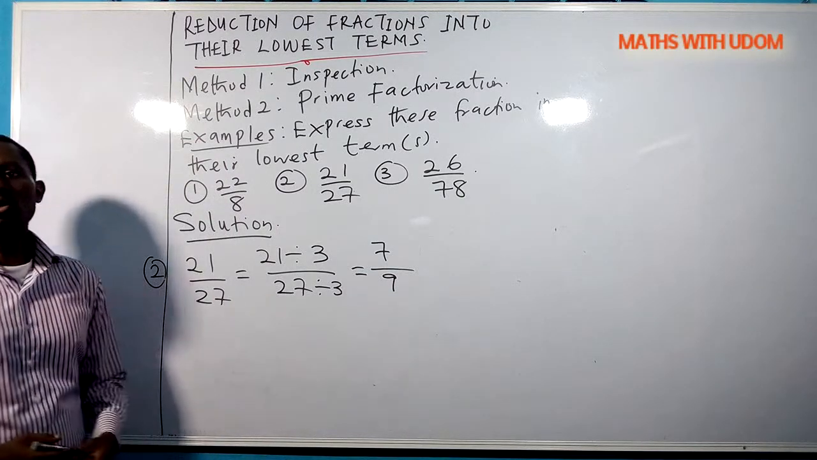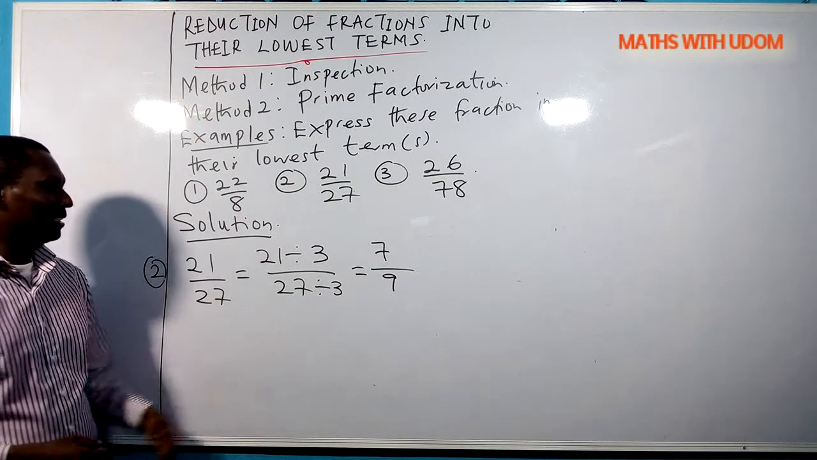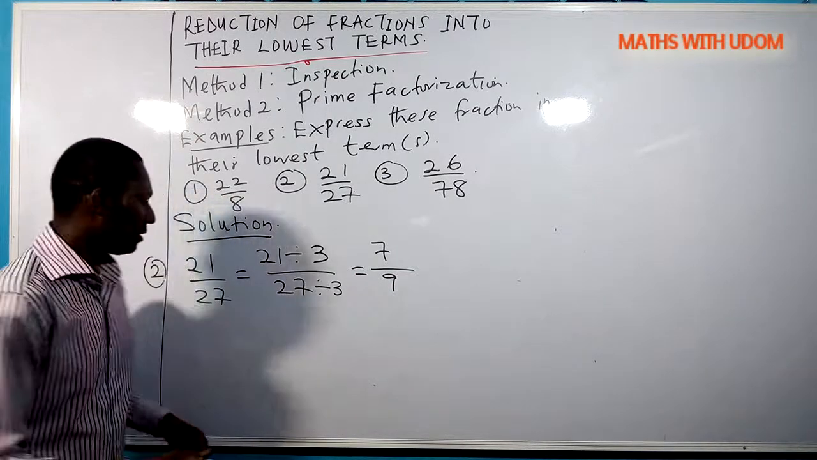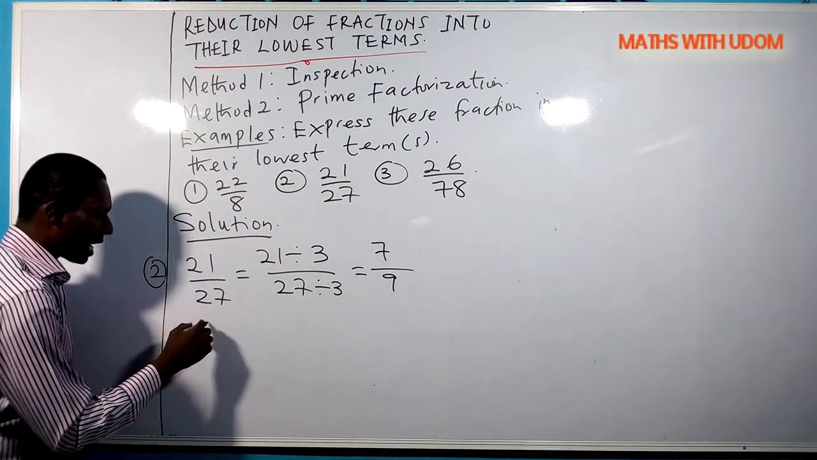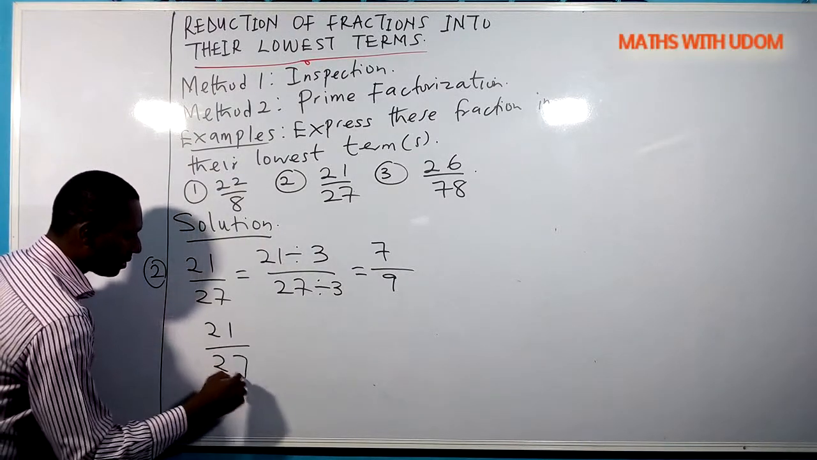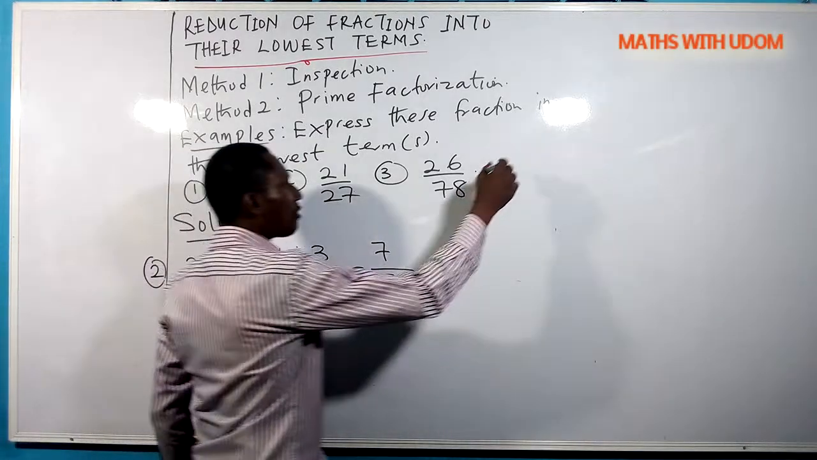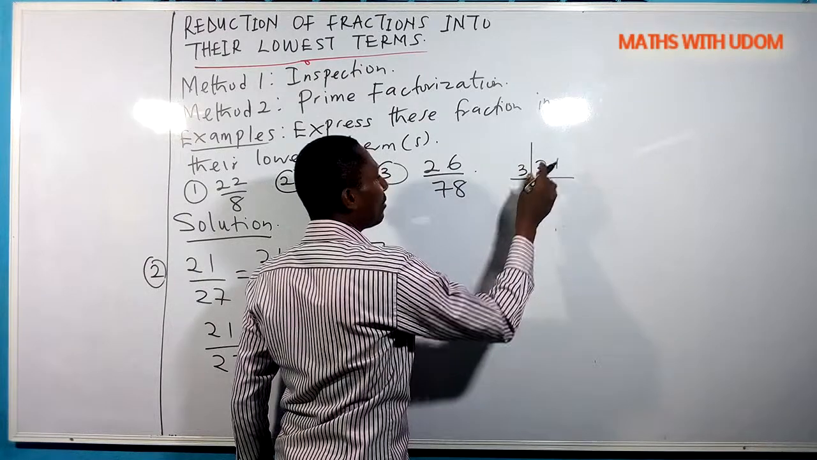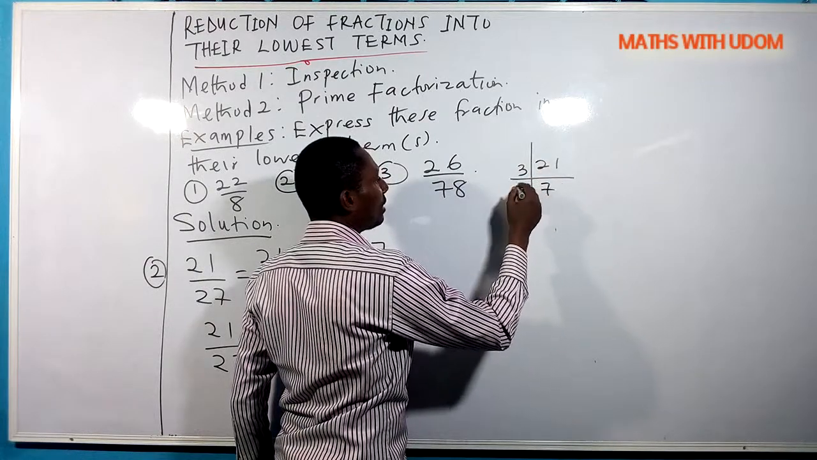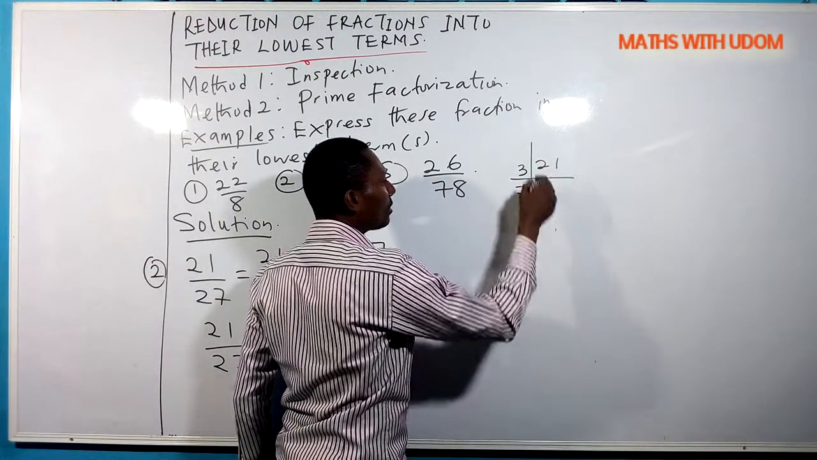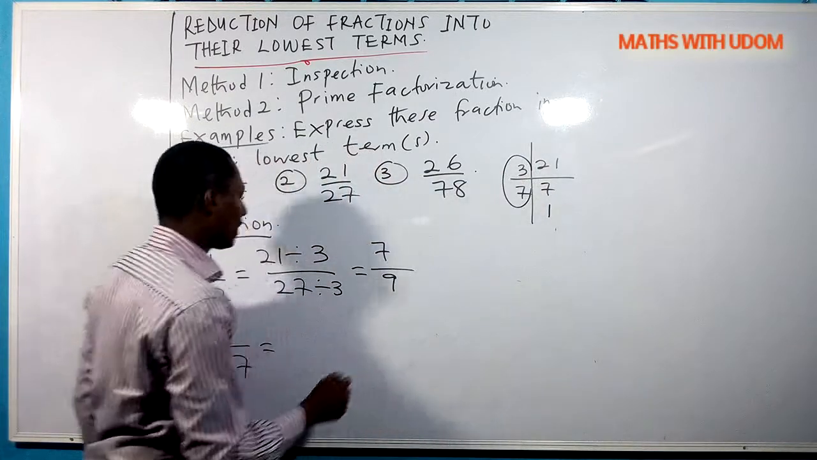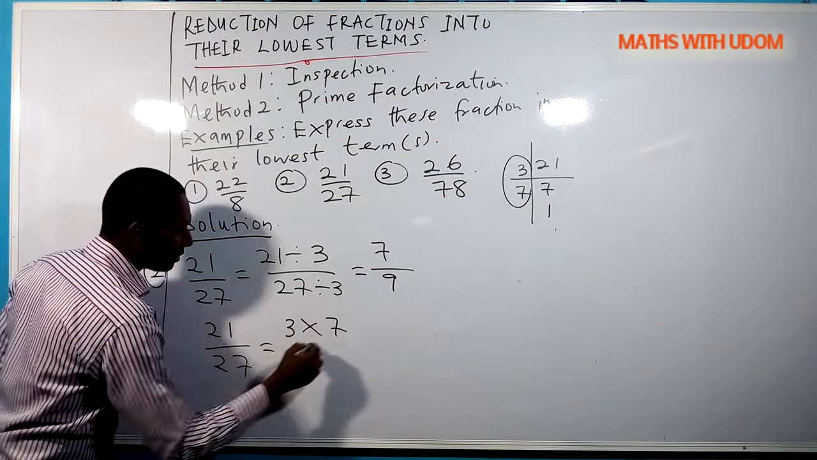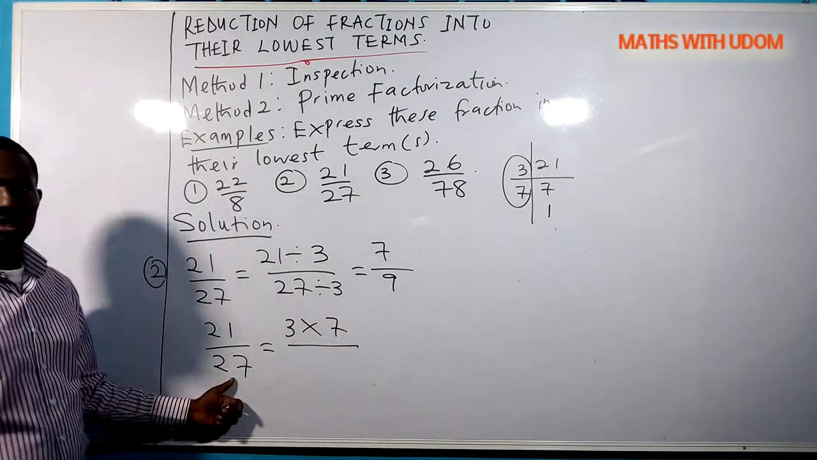Now let's also use the prime factorization method. To use the prime factorization method, I have 21 divided by 27. Now for 21, what can go in 21? 3. Now 3 times 7 is 21. Then 7 can go. 7 in 7, 1. So I have 3 times 7 as my prime factors. So we have 3 times 7 divided by, let's do the one for 27.